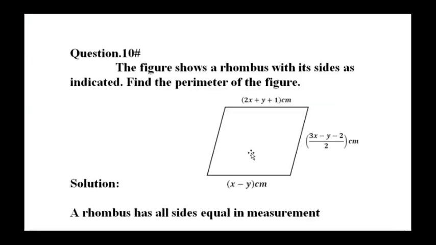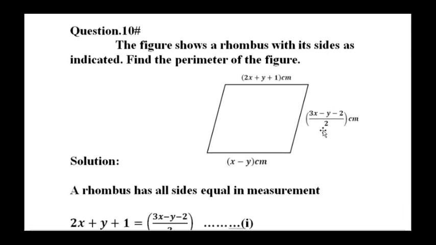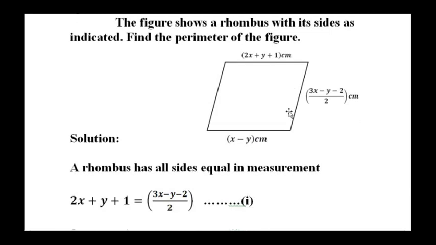Question number 10. The figure shows a rhombus with its sides as indicated. Find the perimeter of the figure. Now before solving this question, I'll define a rhombus. This geometrical shape is defined as a quadrilateral that has all four sides equal in length. Now let's solve this question.